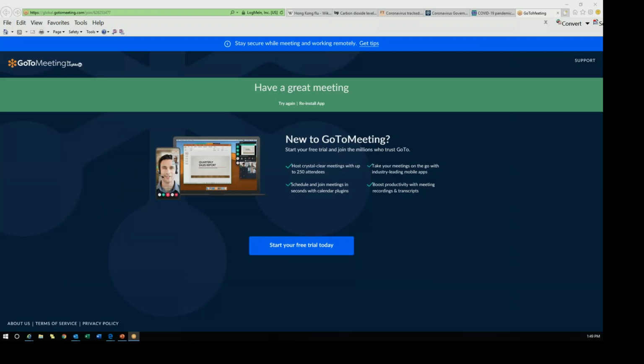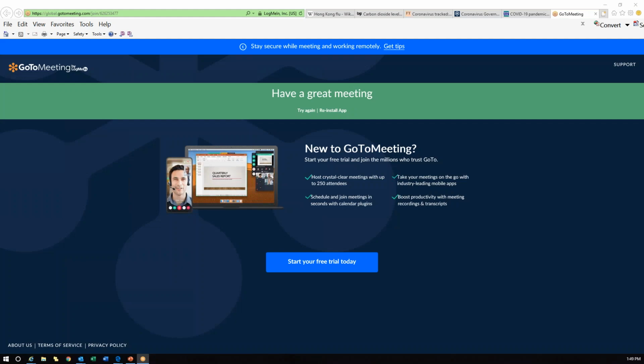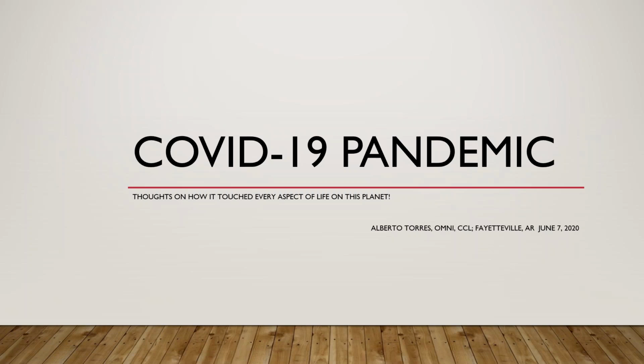So if you click on that screen icon at the bottom, it should bring your screen up. Okay, there it is. Can you see it? Yeah. But all we're seeing is the GoToMeeting screen. I don't think we're seeing your PowerPoint. There should be, right? Yay, there it is. There we go.